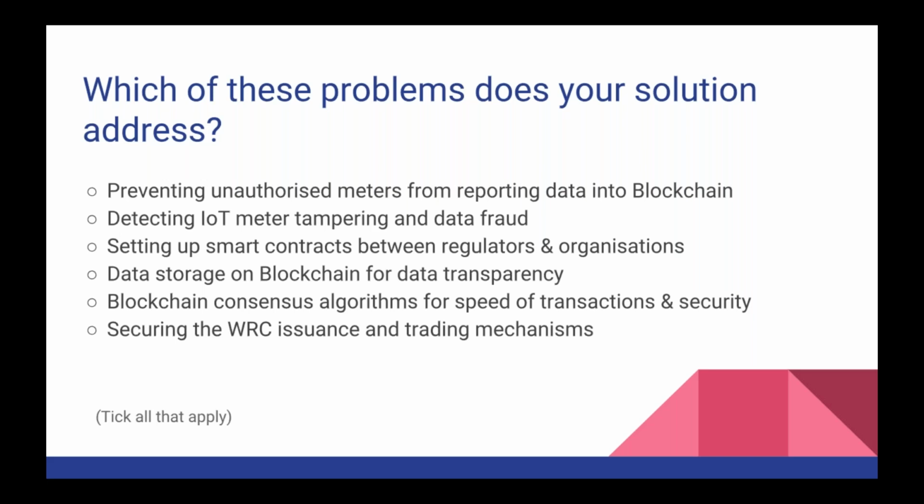So some of the problems include preventing unauthorized meters from reporting data into blockchain, detecting IoT meter tampering and data fraud, then setting up smart contracts between regulators and organizations, data storage on blockchain for data transparency, blockchain consensus algorithms for speed of transactions and security, and also securing the WRC issuance and trading mechanisms.